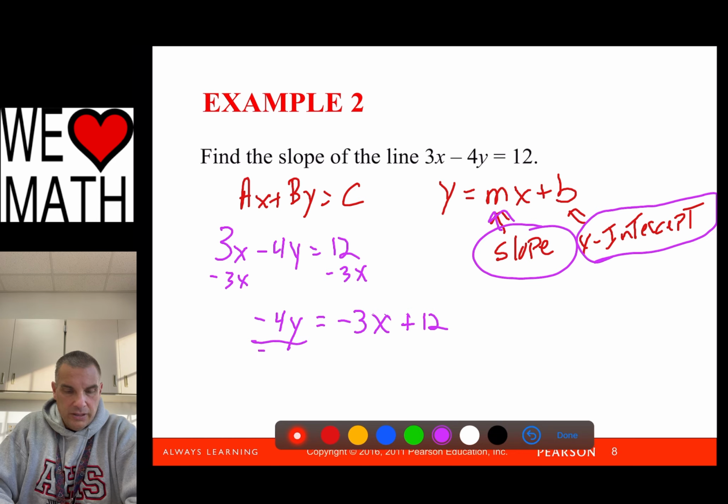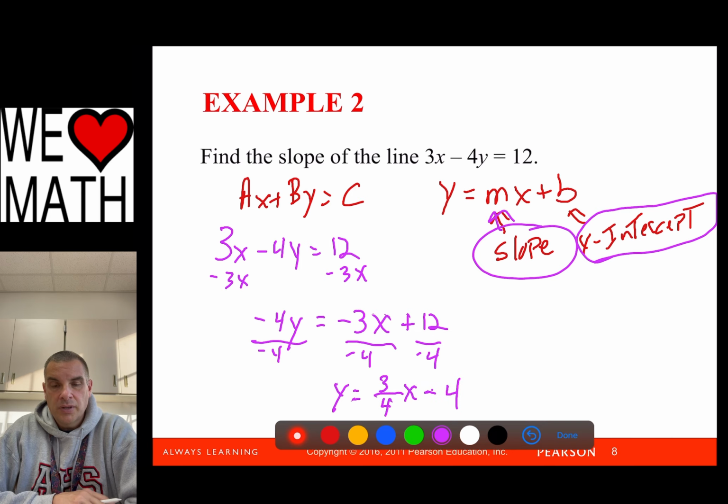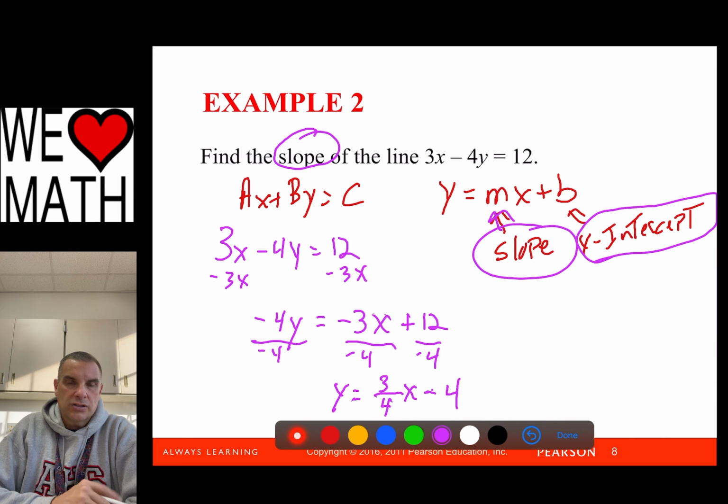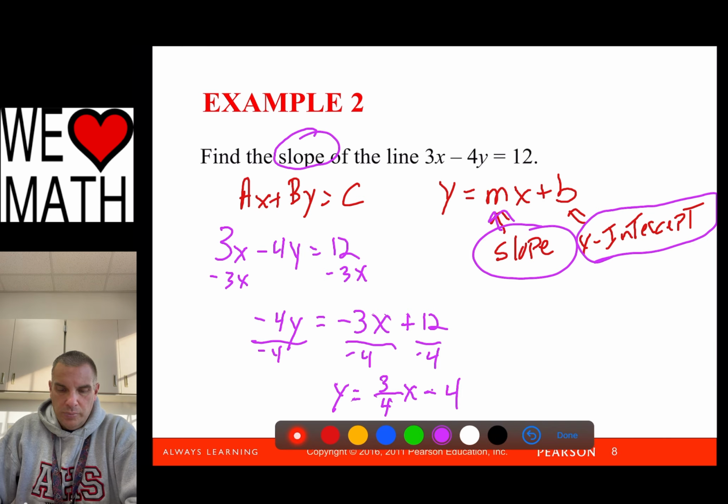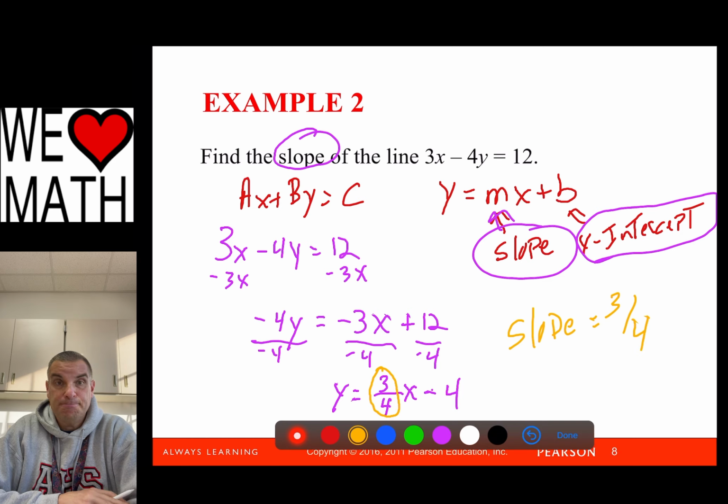Now we're going to divide by negative 4. When you divide by -4, divide everything by -4. When you do that, you get y equals negative divided by negative is a positive. So another way to write that, I can just write it as 3/4 x minus 4. All it asked us is for the slope of this line. The slope is the value that's out in front of my x value. So the slope of this one is equal to 3/4. And that's your slope of this line.